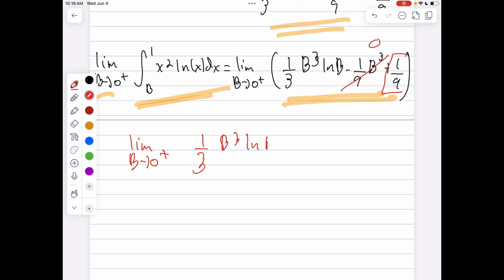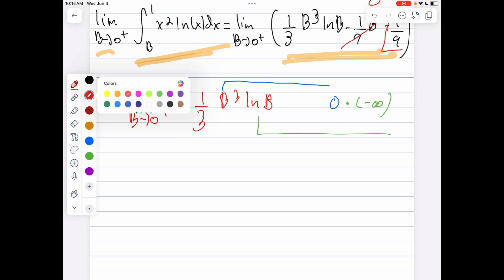Why is that? Because as you approach 0, b cubed approaches 0, and ln of b approaches negative infinity. So you get 0 times negative infinity, which is one of those indeterminate forms. It's a form from which we can't say the result, so you have to get a little creative.